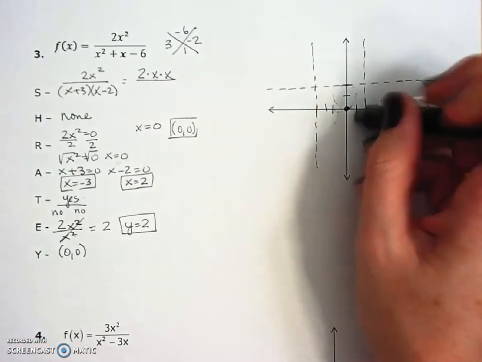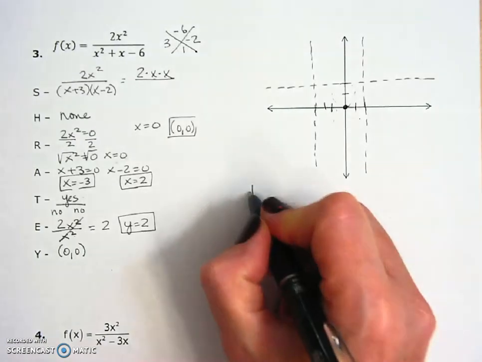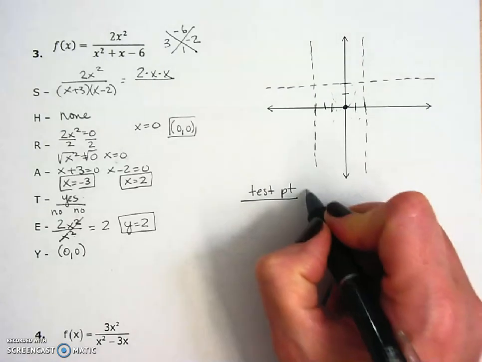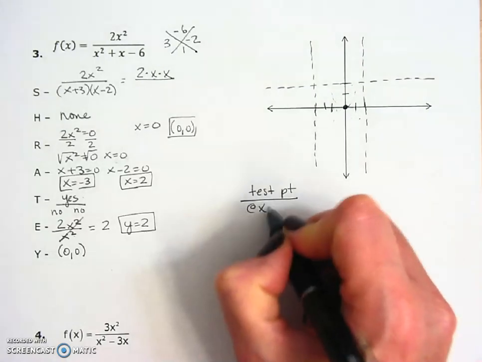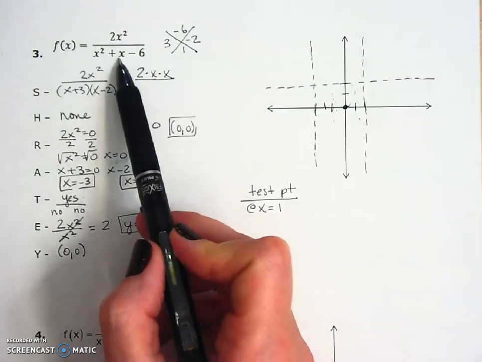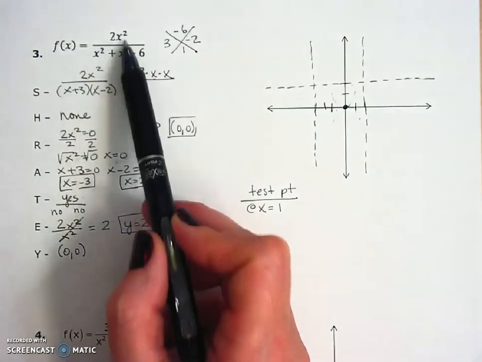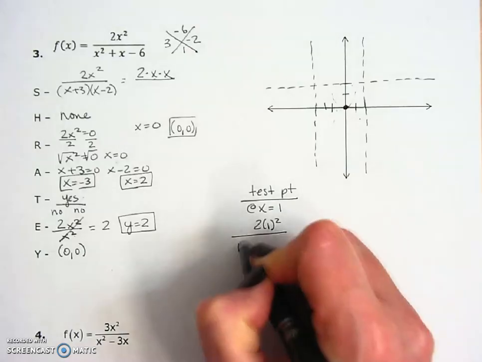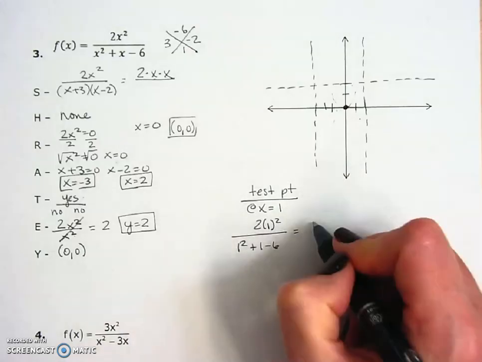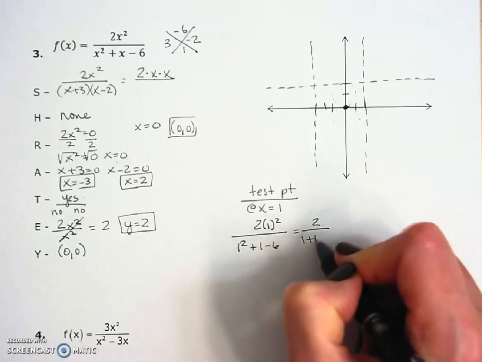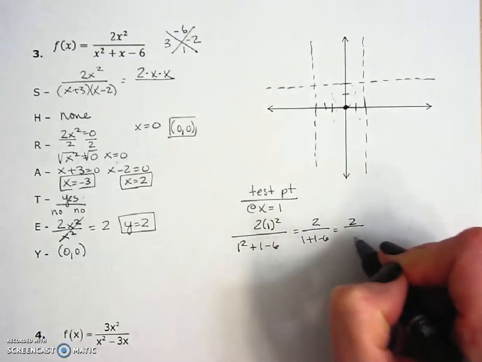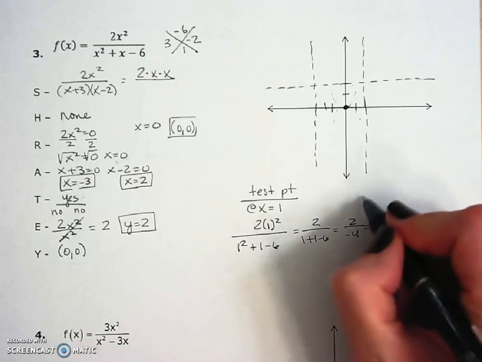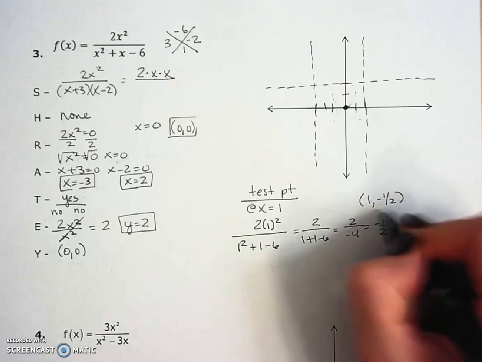So how do we get a second point? We do a test point. And I can choose x equals 1 again here. So you can go to your original equation or the factored form, plug 1 in for all the x's. Two over -4, so -1/2. So I have a point at 1, -1/2.